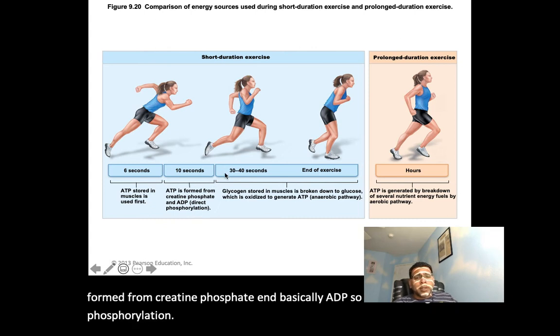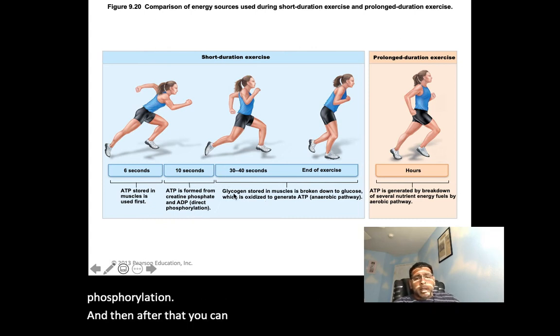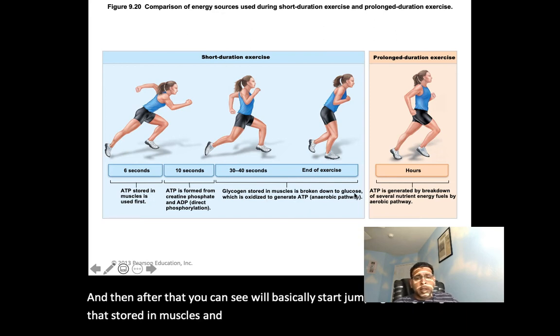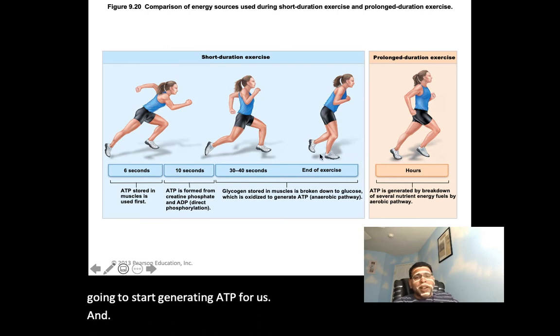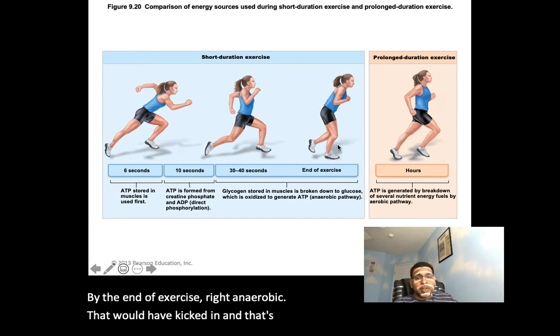And then after that, you can see we'll start jumping into glycogen that's stored in muscles, and it gets broken down into glucose, and that's going to start generating ATP for us. And by the end of exercise, anaerobic pathways have kicked in, and that's why exercise is going to end.